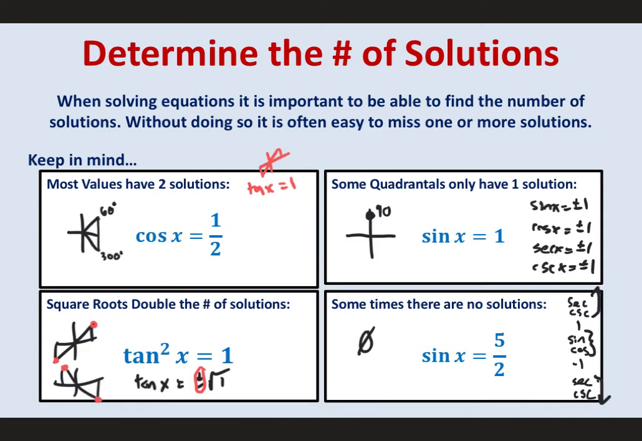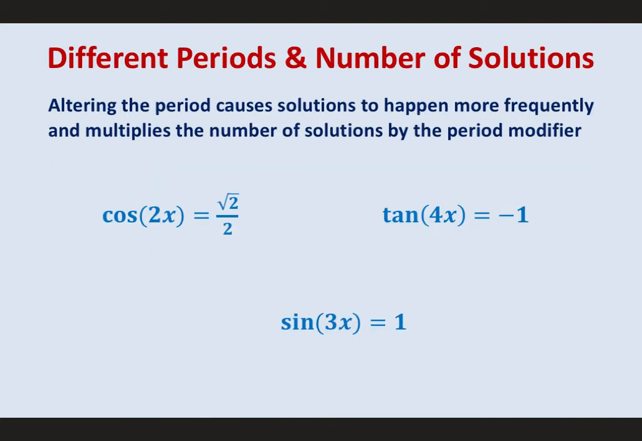Let's do some practice of these problems. Okay, so there's one last thing we need to talk about when it comes to number of solutions. Those 4 things we talked about on the previous slide were the basics of normal solutions. But one other thing we can do is alter the period, which causes solutions to happen more frequently. What it actually does is multiply the number of solutions that there would normally be by whatever the period modifier is. So this number in here is the period modifier.